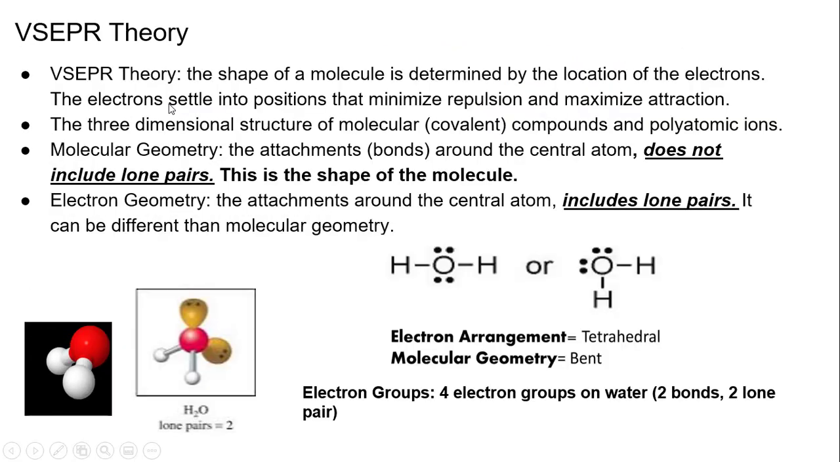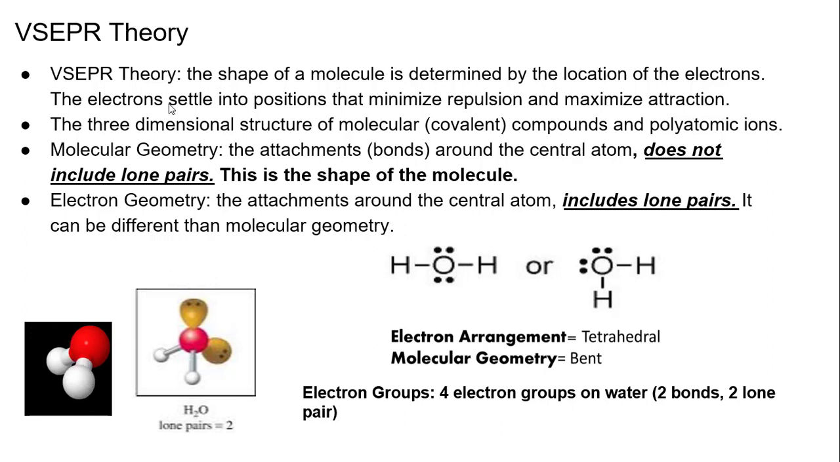There is molecular geometry. Molecular means just what it is. It's the molecule itself. It does not include lone pairs. This is the shape of the molecule. And electron geometry means exactly what it sounds like. It's all the electrons. So the attachments around the central atom, and molecular applies to the central atom as well, includes lone pairs. And so it can be different from molecular.